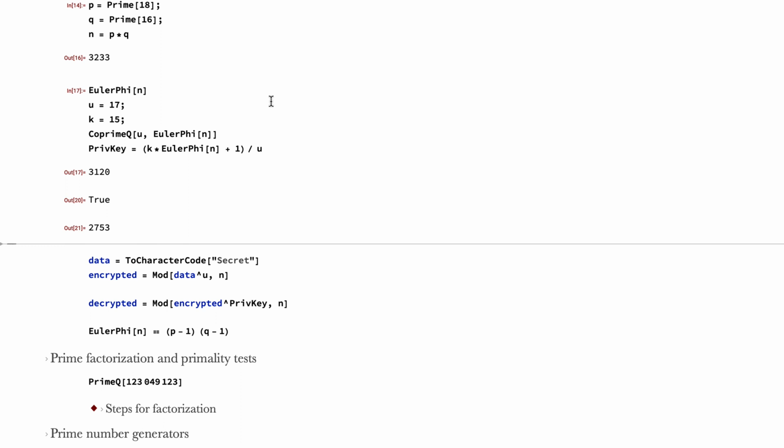Computing this, we get an Euler phi value for n of 3,120, and we can see using CoprimeQ of e and Euler phi of n that they are in fact coprime. And we compute our private key to be 2,753.